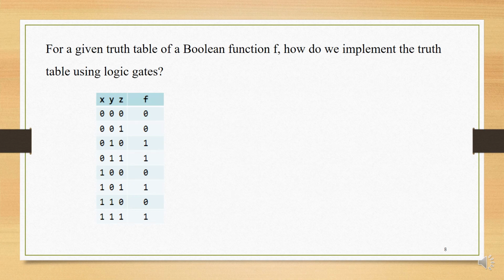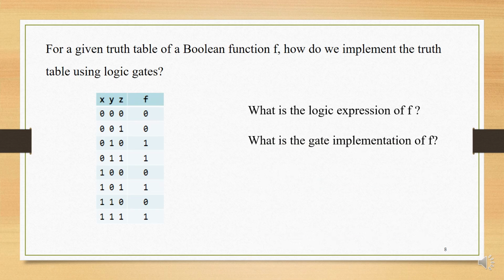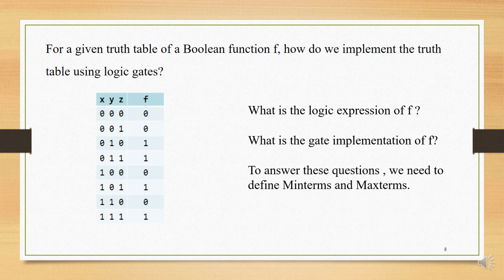Now let us see, for a given truth table of a Boolean function f, how do we implement the truth table using logic gates? So we have a truth table here. Now let us see what logic gates have to be used for implementing this particular truth table. The first question that arises is, what is the logical expression of f? How to write the logical expression of f? The second question is, what is the gate implementation of function f? Now, to answer these questions, we need to define both minterms and maxterms in order to write the gate implementation as well as the logical expression.